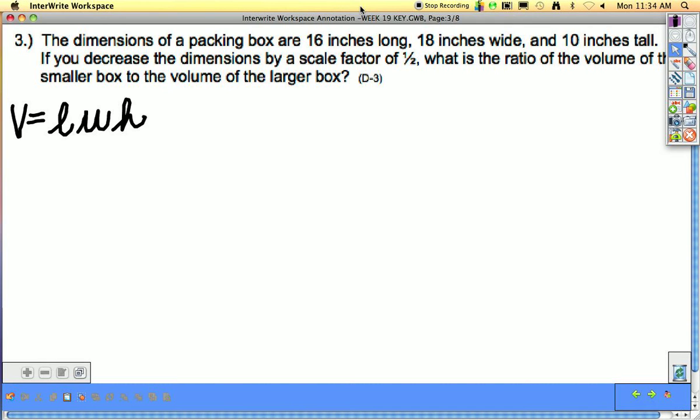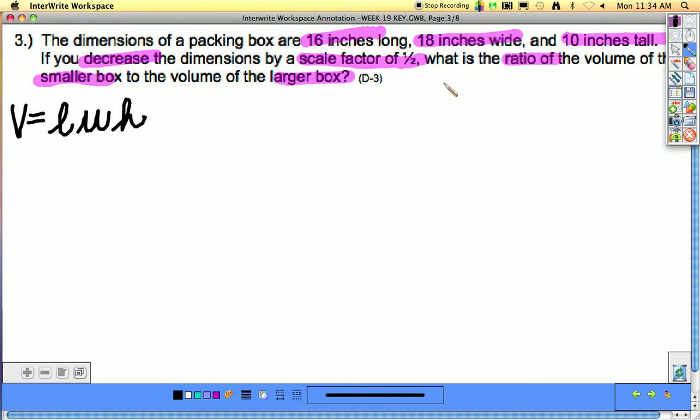All right, so the problem says the dimensions of a packing box are 16 inches long, 18 inches wide, and 10 inches tall. If you decrease the dimensions by a scale factor of 1/2, what is the ratio of the small to large box? Okay, so I'm looking for small to large.